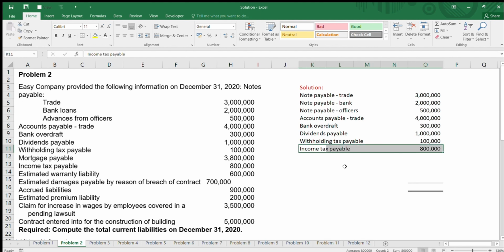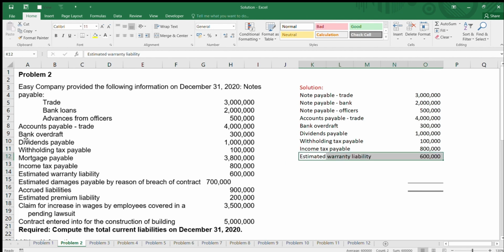Next, estimated warranty liability. We are familiar with warranty, right? It is the obligation of the seller for the products that he will repair within a specific period of time. So, since it is a liability, an asset will go out once the repair is made, so that is part of your liability, and that is your current liability. That forms part of your current liabilities.